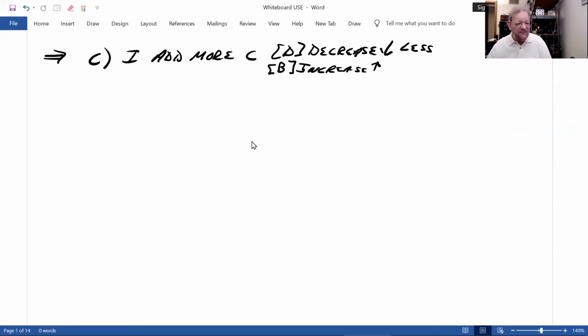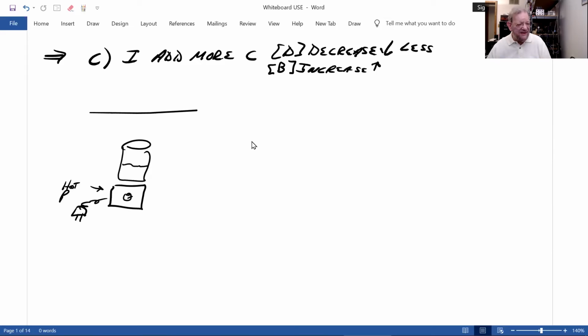And that is time for Dr. White's artwork. And if you want to laugh your head off, feel free to. This is a hot plate. This is water in a beaker, and it's boiling.